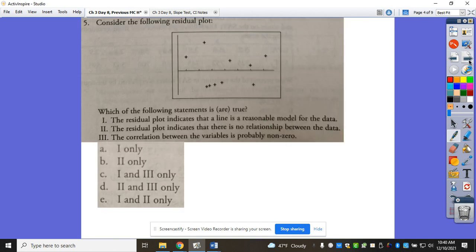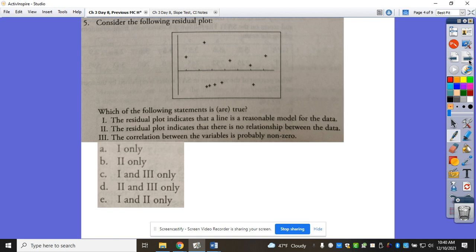And I'm spending time going over these pretty slow because these are really good multiple choice questions for this. Consider the following residuals plot. Which of the following are true? I think this one is kind of a tricky problem. This is the residuals plot.